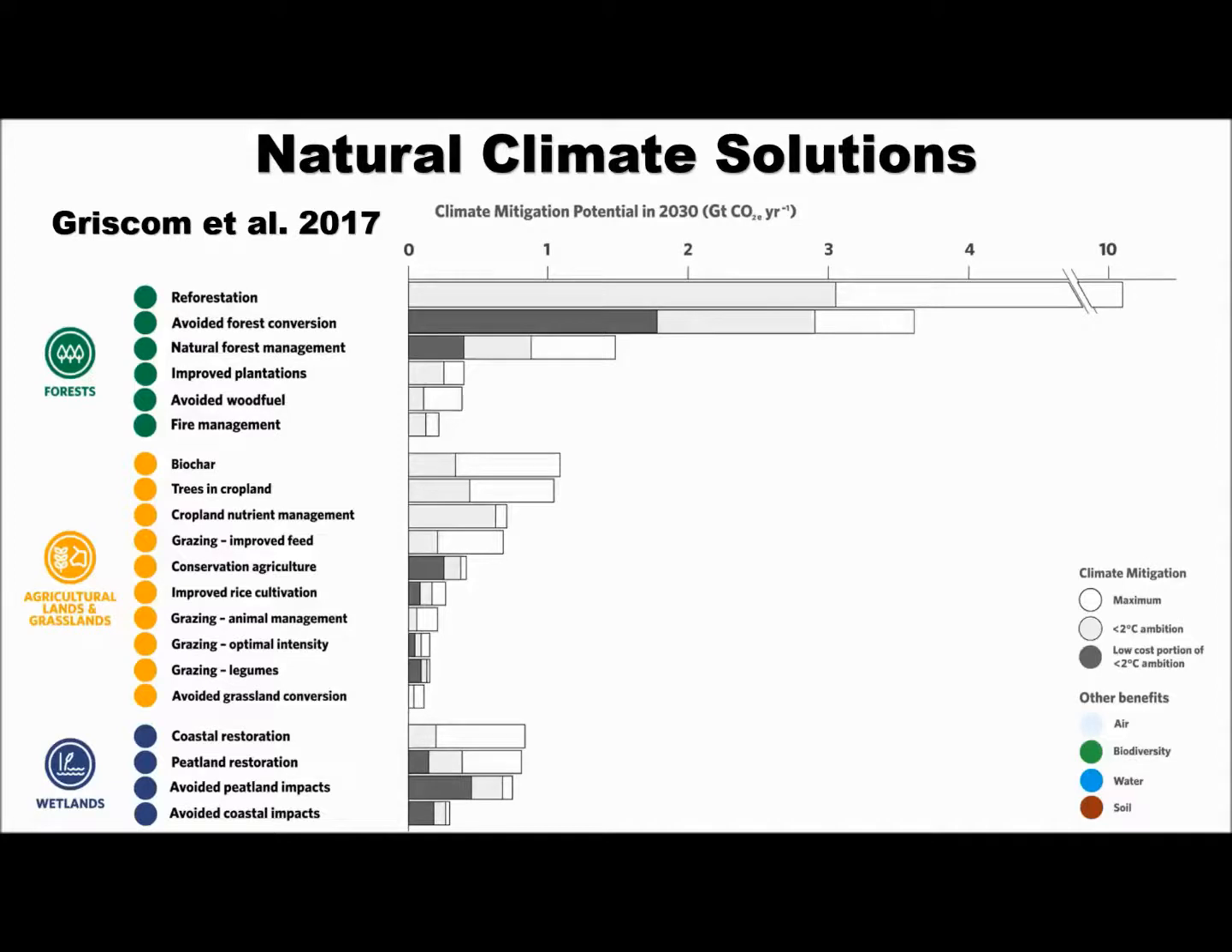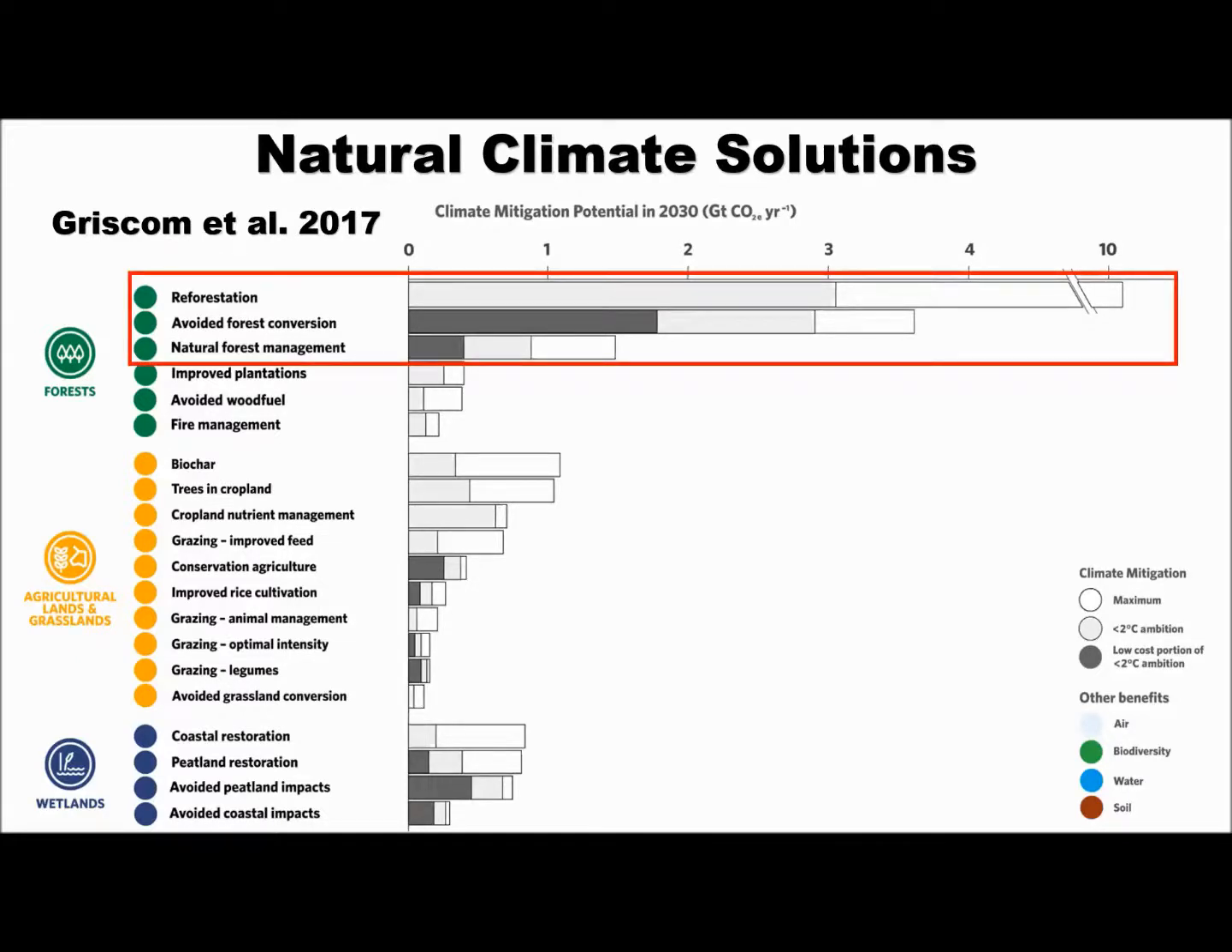Most recently, the Nature Conservancy has identified natural systems as one of the greatest opportunities to combat climate change. This was a publication put out by one of our lead scientists, Bronson Griscom, in 2017, which identified reforestation, avoided forest conversion, and natural forest management as having the highest likelihood to sequester and store carbon to meet our 2030 climate reduction goals. And we call this natural climate solutions.